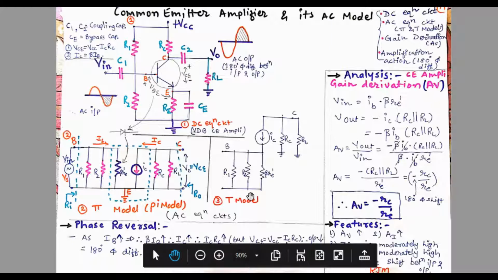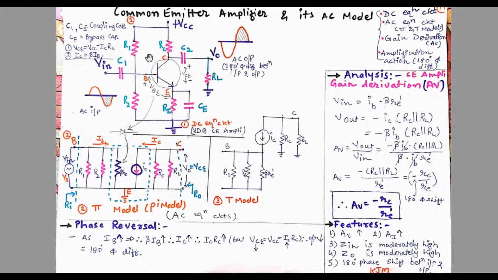So how to draw the AC equivalent circuit from this DC equivalent circuit? First of all, this is the input voltage drop. Look at this. This is VBE. So in a transistor approximation, we have studied that we will assume this is one type of PN junction diode voltage drop. And at room temperature, the internal resistance of the diode will be denoted by this beta re dash. See, this is the arrow I have denoted here, beta re dash.